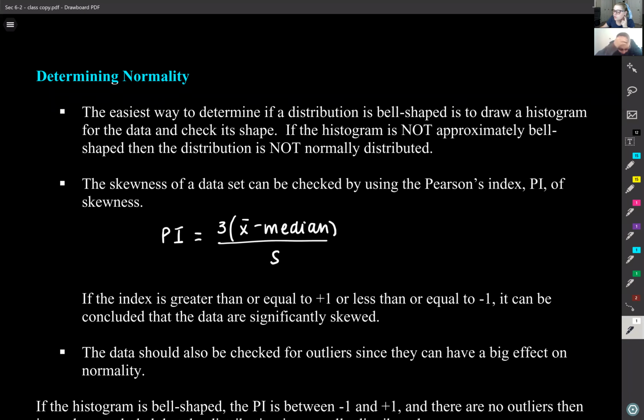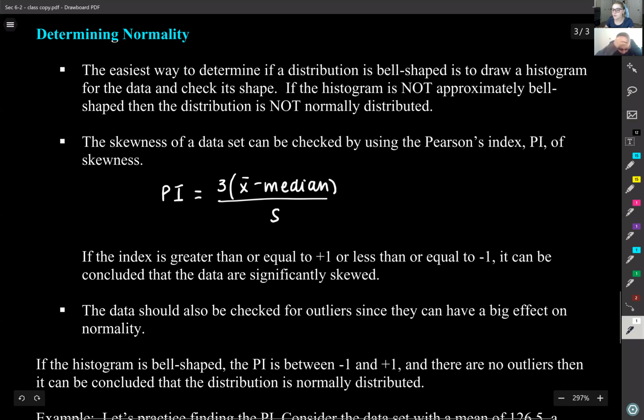Okay, so we can check the skewness of a data set by using this formula if we know the median, the mean, and the standard deviation. And so we have down here, if the index is greater than or equal to 1, or less than or equal to -1, it can be concluded that the data is significantly skewed. So this is a concrete formula to check if the data is significantly skewed or not.